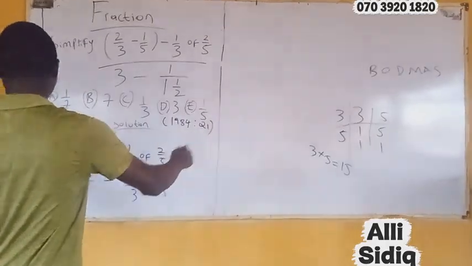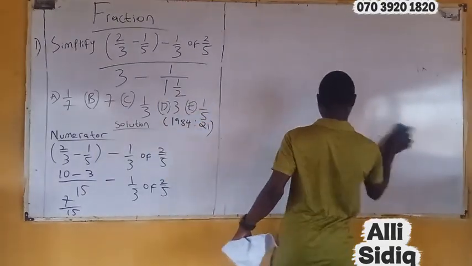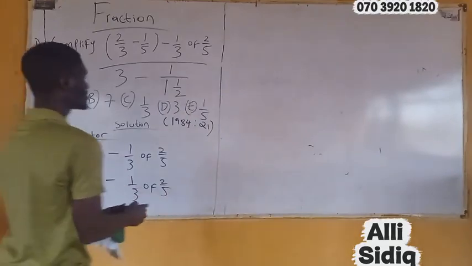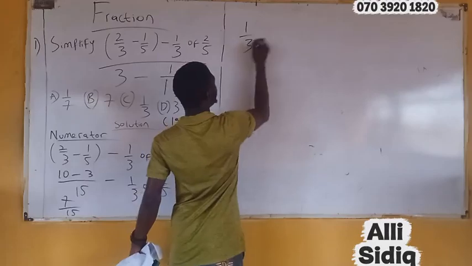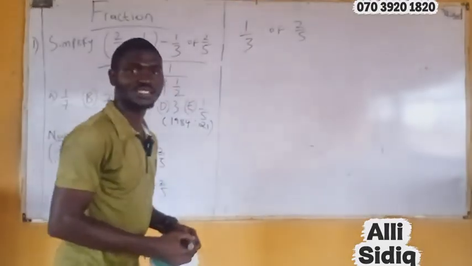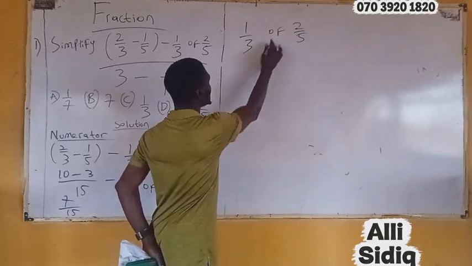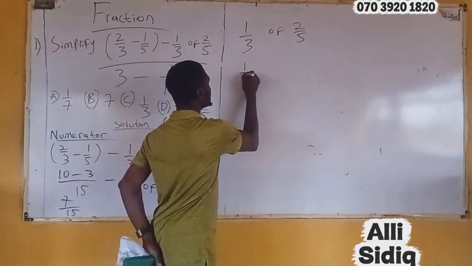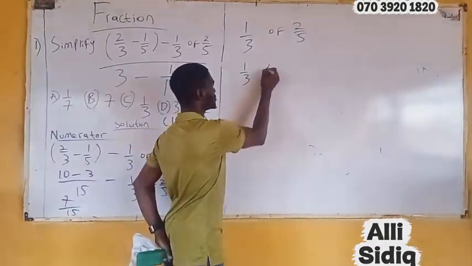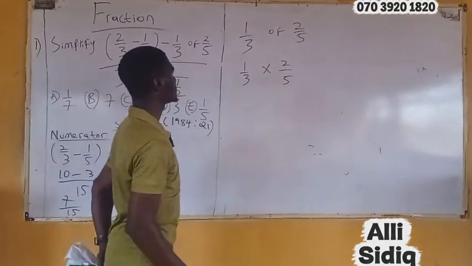So to solve this, now for me to solve this, I'll bring out this minus 1 over 3 of 2 over 5. After bracket, in BODMAS, what's next? Of is the next thing. So of, to solve this, it becomes 1 over 3. Of means times. So change it to times 2 over 5.